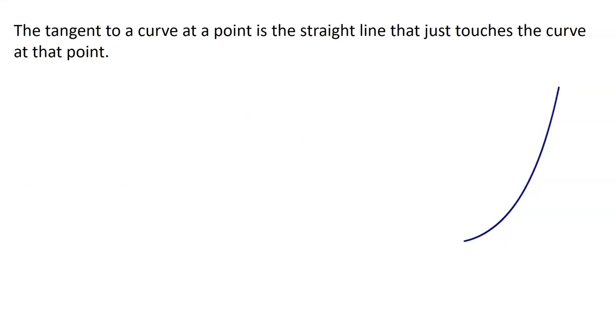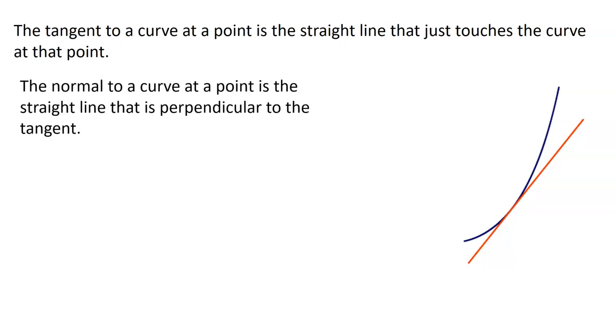Okay, so the tangent to a curve at a point is the straight line that just touches the curve at that point. So here the blue line is my curve, my red line is my tangent. Because these lines are quite thick, it looks like they follow each other for a bit, but we're saying that they're just touching at one point. The normal to a curve at a point is the straight line that is perpendicular to the tangent at that point. So here is my normal, and that's perpendicular to my tangent.